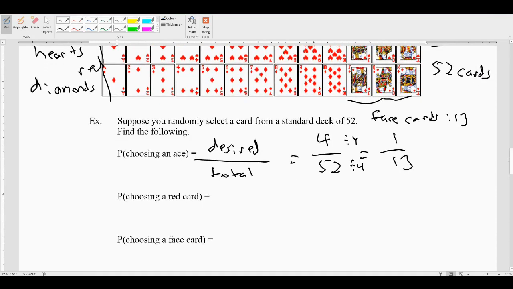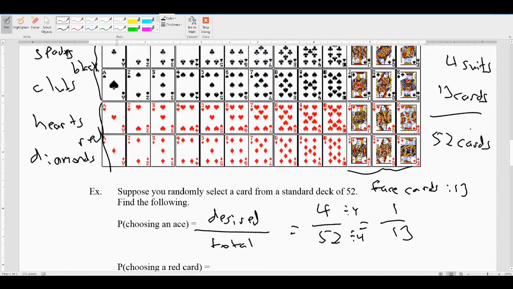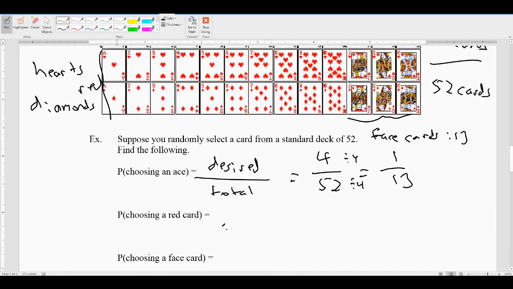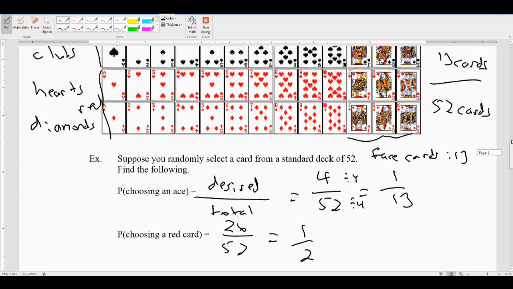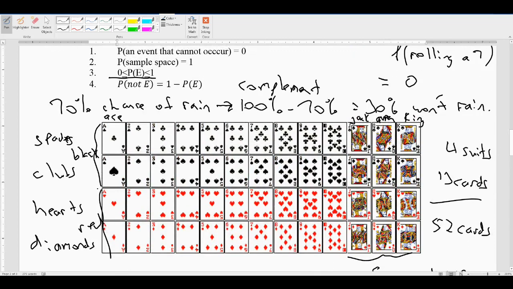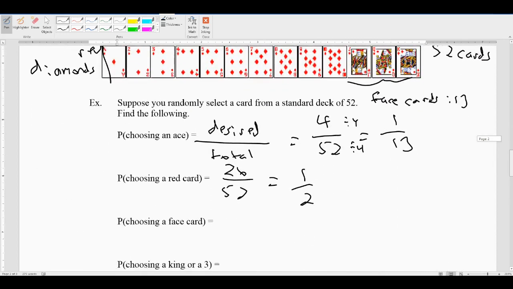Choosing a red card, there are all kinds of ways to look at it. 52 cards. How many of them are red? Well, these 13, that's 26. If you reduce that, you get 1/2. You can look at that and see 1/2. You can also do this: you've got 4 suits, 2 of them are red. 2 out of 4 is still 1/2. All kinds of ways of looking at it.